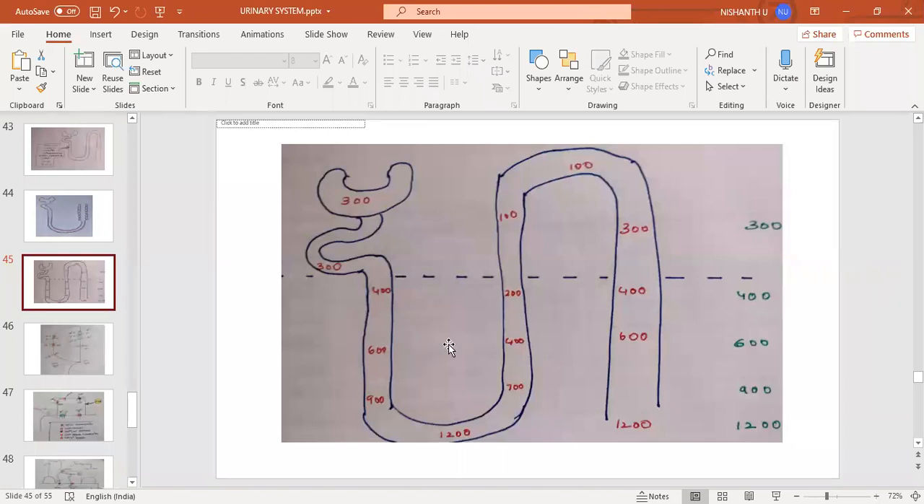So it is a compensating mechanism. This is called the countercurrent method. This mechanism is very important, and that's why the loop makes this particular concept possible. That means the concentration is like this.